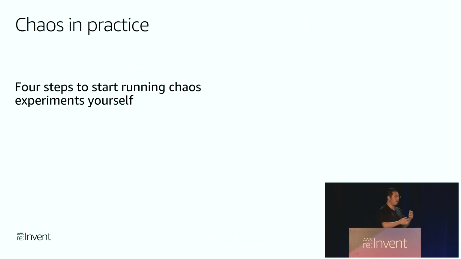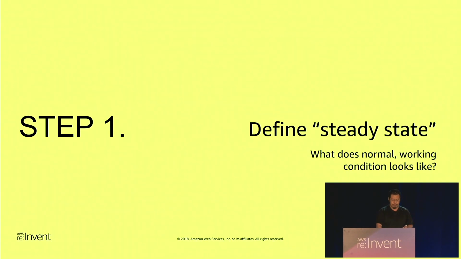Again, if you go back to principlesofchaos.org, which is generally one of the best places you can go to learn about chaos engineering, it outlines 4 simple steps that any one of us can follow to start doing chaos experiments ourselves. Step 1, we need to know what normal actually looks like for our system. What do normal working conditions look like?